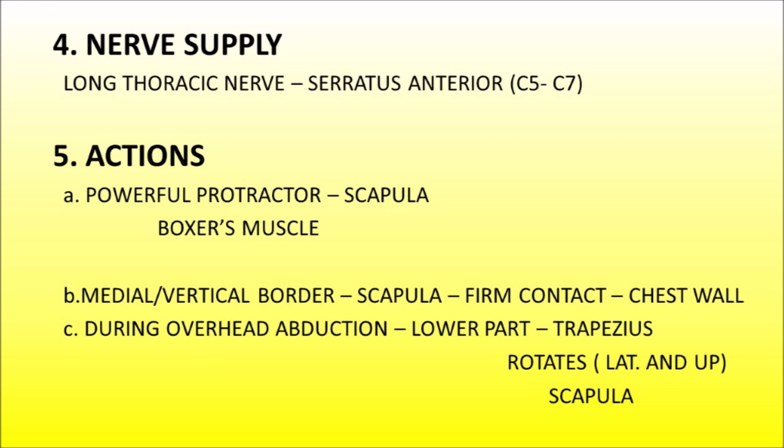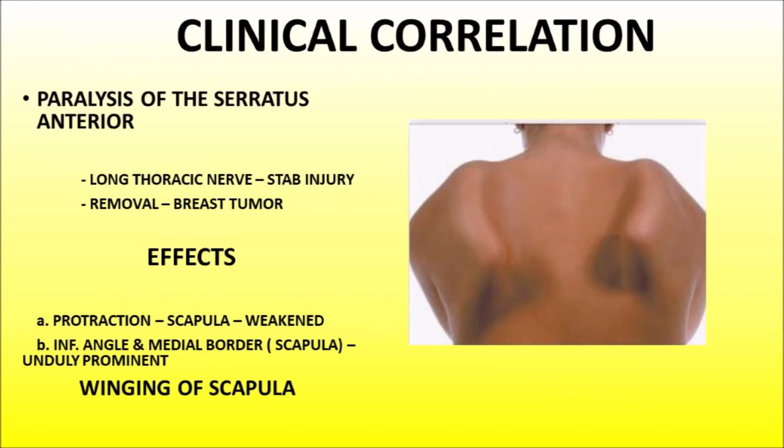Its lower 4 or 5 digitations, along with the lower part of the trapezius, rotate the scapula laterally and upward during the overhead abduction of the arm. Let us move on to the last section, which is the clinical correlation. Let us discuss about the paralysis of the serratus anterior.